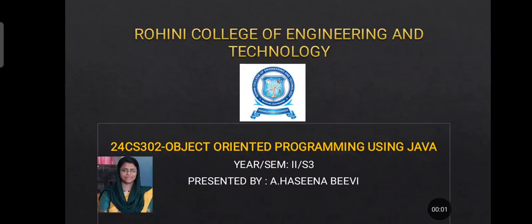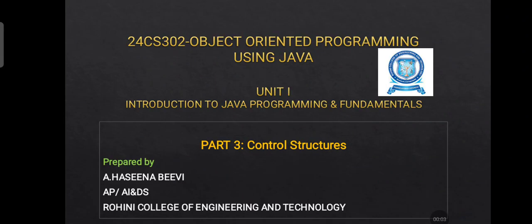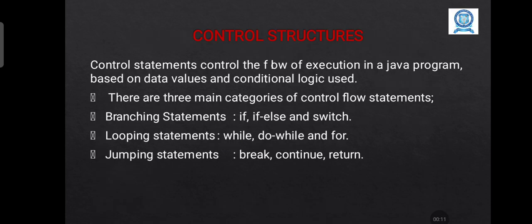Hello everyone. This is the video lecture for the topic control structures from the first unit of object oriented programming using Java. Control statements or control structures are used to control the flow of execution in a Java program based upon certain conditions or data values.